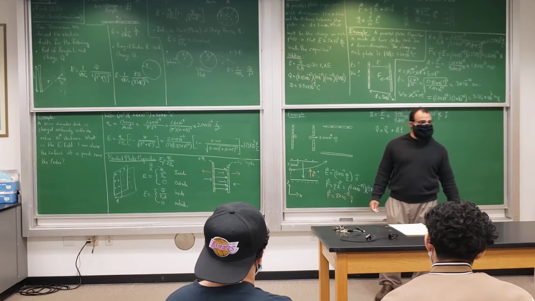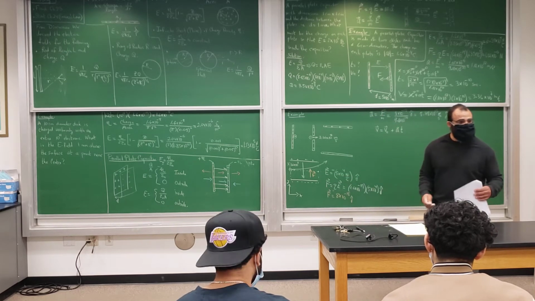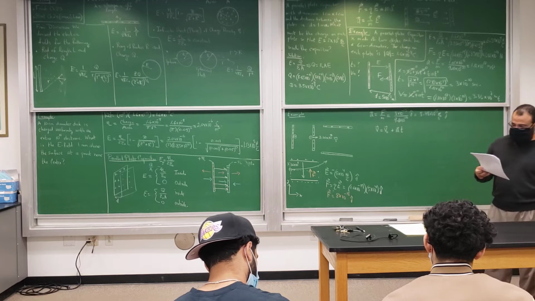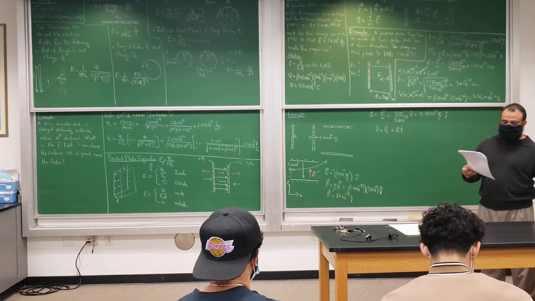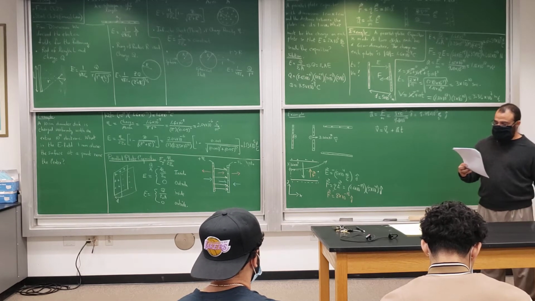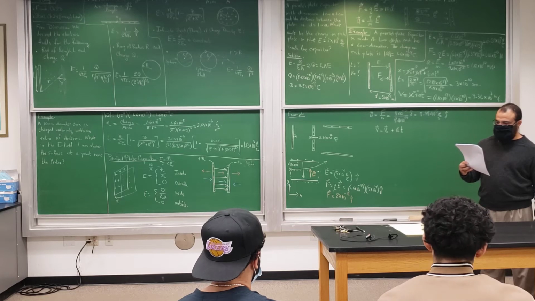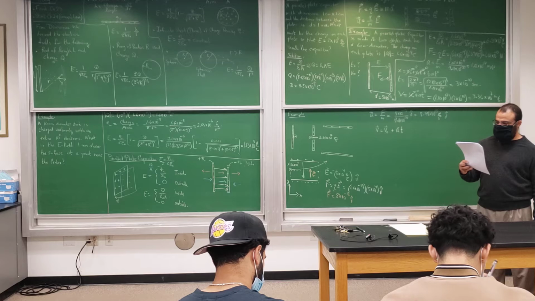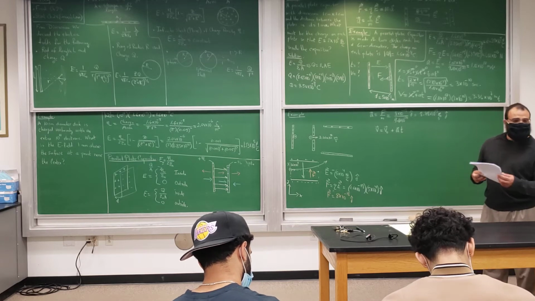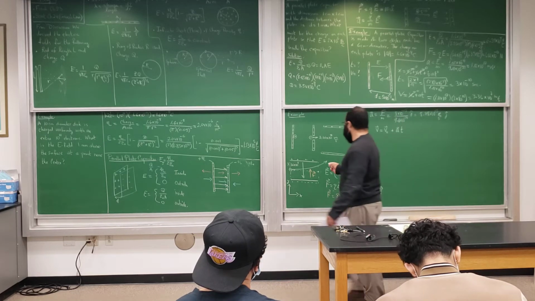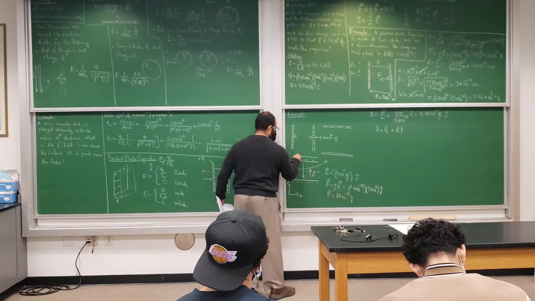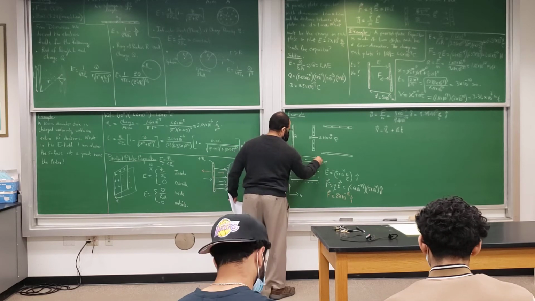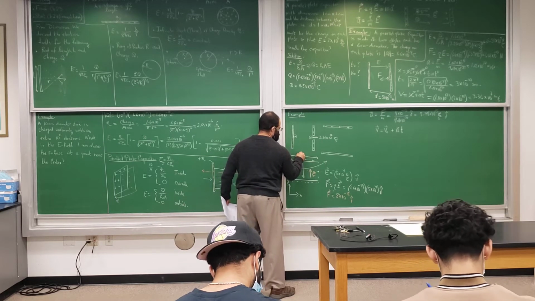Well, I have to tell you the distance between the plates. So how long are the plates? Let's say the plates are 2 centimeters. Yeah, let's say it's 2 centimeters from here to here. This distance here is 2 centimeters.